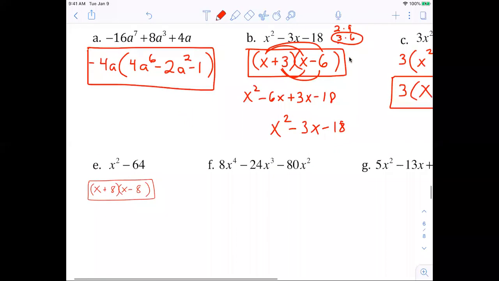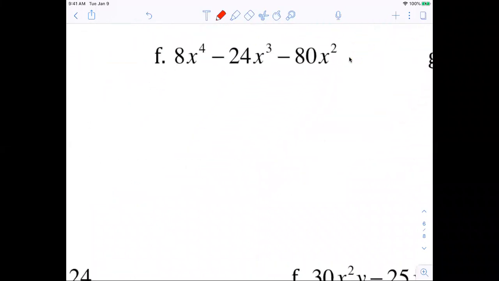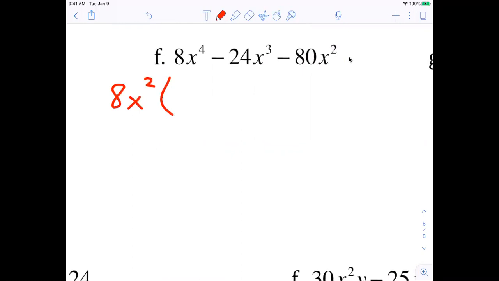All right, F is similar to C. I think I have a greatest common factor here, and then I'm going to be left with a trinomial. So let's look for our greatest common factor. I know 8 can go into all those numbers, and my lowest exponent for x is x squared, so I'm going to factor out an 8x squared. That leaves me with x squared minus 3x minus 10.